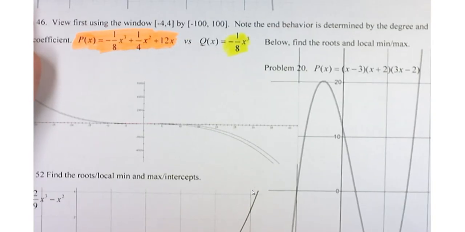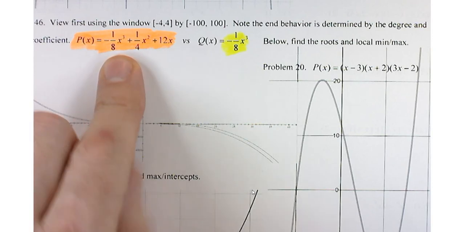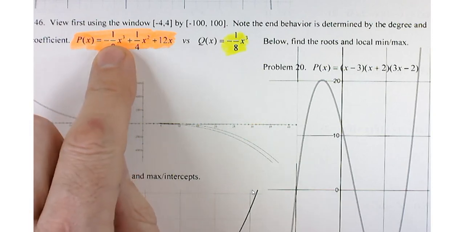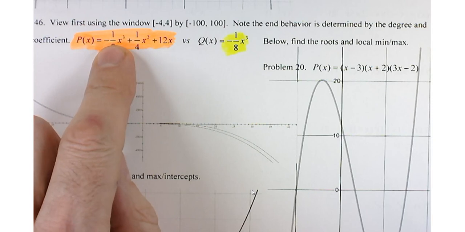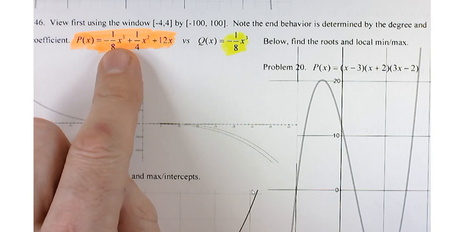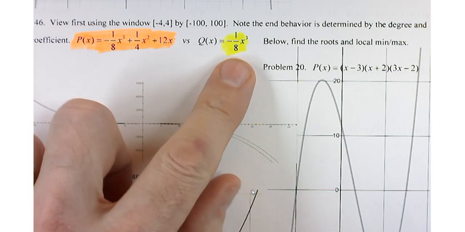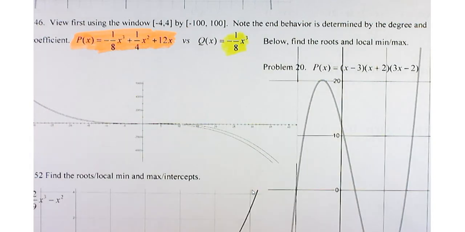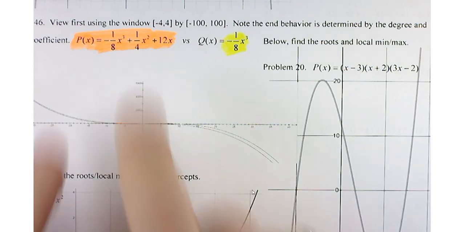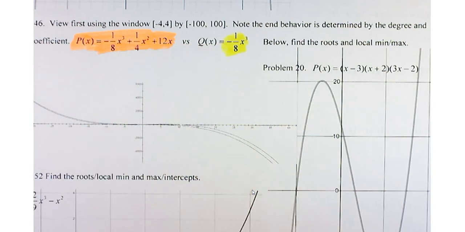Now here, I don't have this all factored, so the way I judge the degree is just by looking at the highest degree term. I don't add the exponents here and go 3 plus 2 plus 1. You're just going to look and say, all right, the degree here is 3. The degree here is 3. It doesn't matter how complicated the numbers look, as long as the leading coefficient is negative or positive, and the degree is odd or even. Right, so which of our behaviors is that going to be?